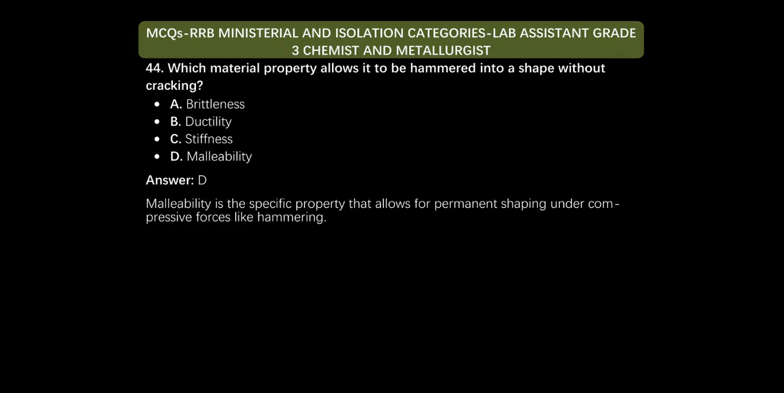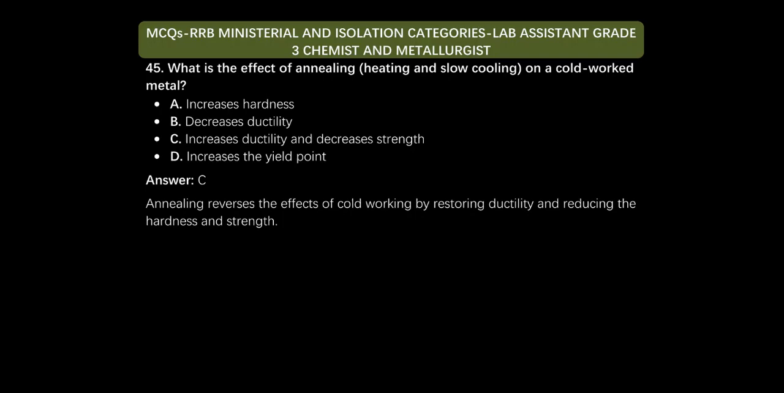Which material property allows it to be hammered into a shape without cracking? Option D, ductility. What is the effect of annealing, heating and slow cooling, on a cold worked metal? Option C, increases ductility and decreases strength.